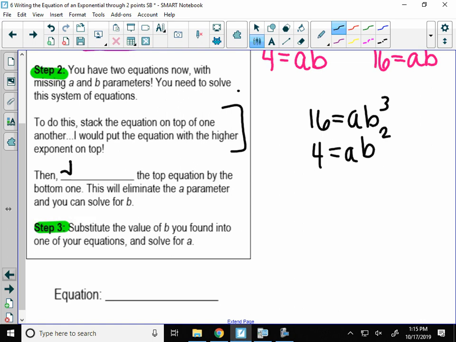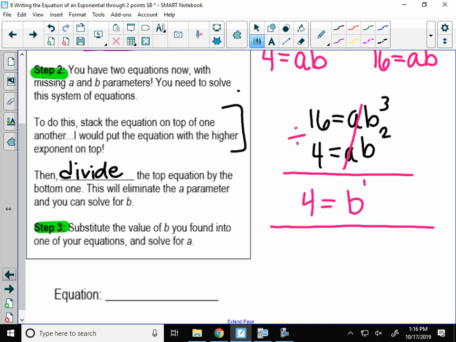Divide. I'm going to divide the top equation by the bottom equation. And the nice thing is, when I divide, something good is going to happen. What's 16 divided by 4? 4. What happens to the a's? They go away. And then b cubed divided by b squared is b. Nice, I got b. Do I know a yet? No, but I know b. So I know my equation will be y equals a something times 4 to the x. So I just need the a.